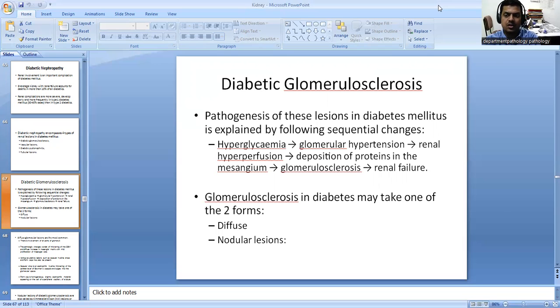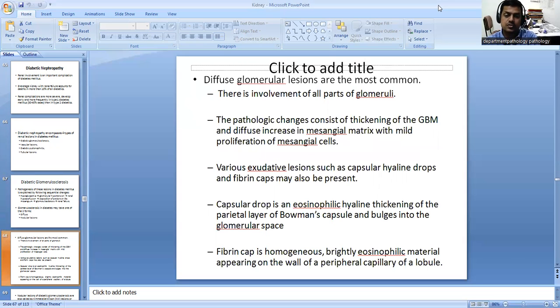Glomerulosclerosis in diabetes may take one of 2 forms: diffuse lesions and nodular lesions. Diffuse glomerular lesions are the most common. There is involvement of all parts of glomeruli. The pathologic changes consist of thickening of the glomerular basement membrane and diffuse increase in mesangial matrix with mild proliferation of mesangial cells. Various exudative lesions such as capsular hyaline drops and fibrin caps may also be present.